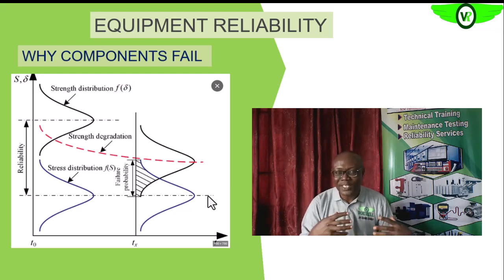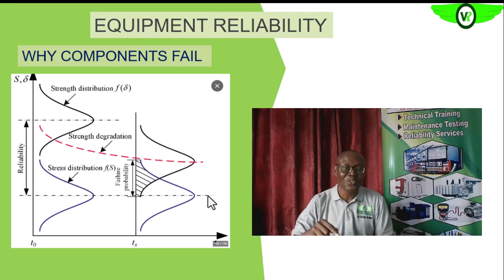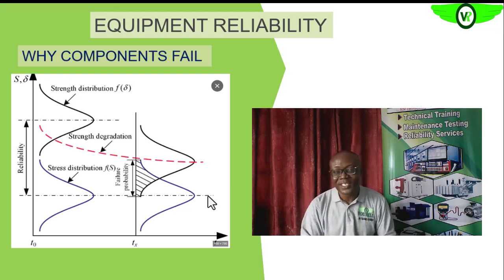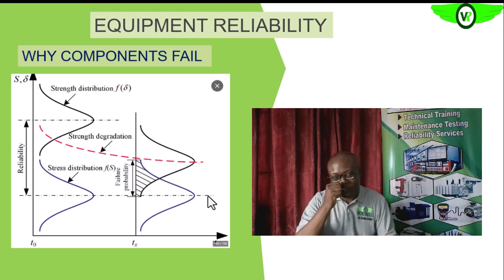Are we getting it? So when the current flowing through the conductor causes heat because of the I-square R effect, more than what it is designed for, that will also be a stressor to the insulation of that electrical component. Once it is repeated, the insulation will degenerate to a stage that eventually it will fail. Are we getting it? So that is how components fail.